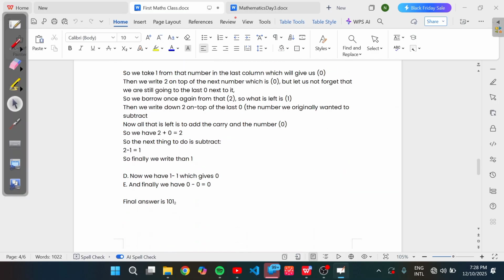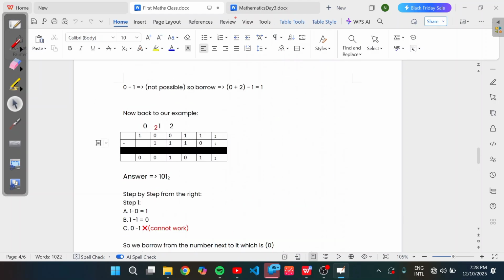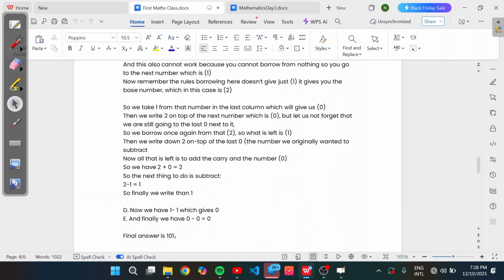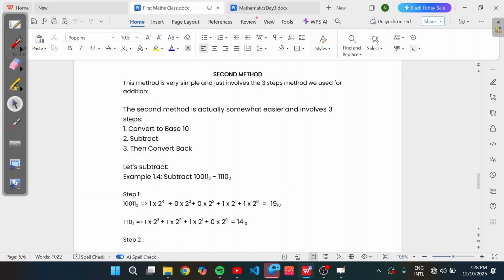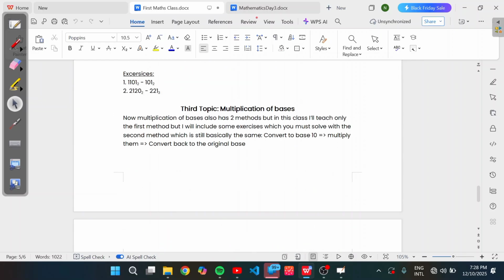Then we have the second method of subtraction, which is fairly simple. We convert this to base 10, and then we convert this to base 10 as well. Then we subtract them as they are both in base 10, and then convert them back to base 2. So I'm honestly not interested in looking at that, because if you already understand the addition, you should easily understand the subtraction. So let's actually go to multiplication of bases.